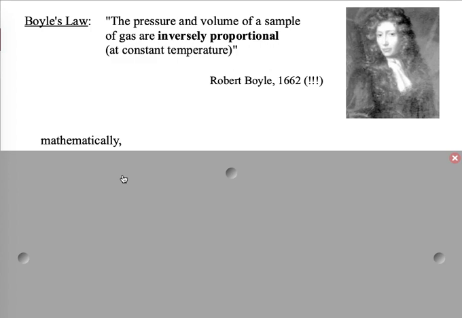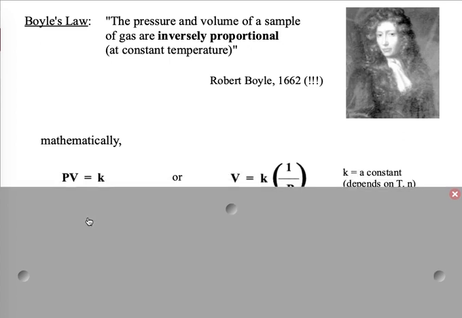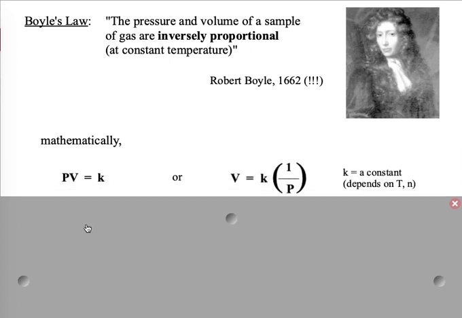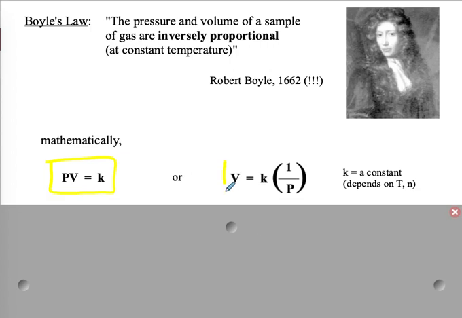What does that look like mathematically? Well, you recall that if two variables are inversely proportional to one another, that means that as one increases, the other decreases, or they multiply together to give a constant. So Boyle's law can be written either as the product of the pressure and volume is a constant, or dividing both sides by pressure, the volume is equal to that constant times the reciprocal of pressure. Lowercase k represents a constant, which in this case depends upon the temperature and the number of moles of gas.